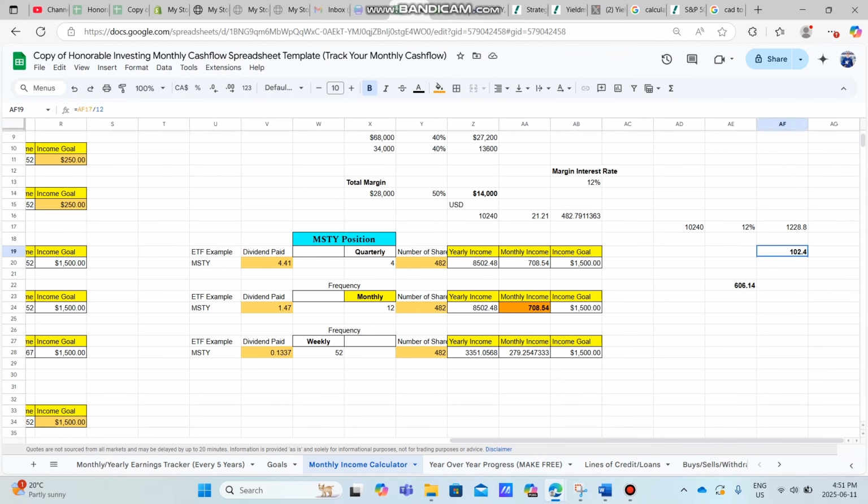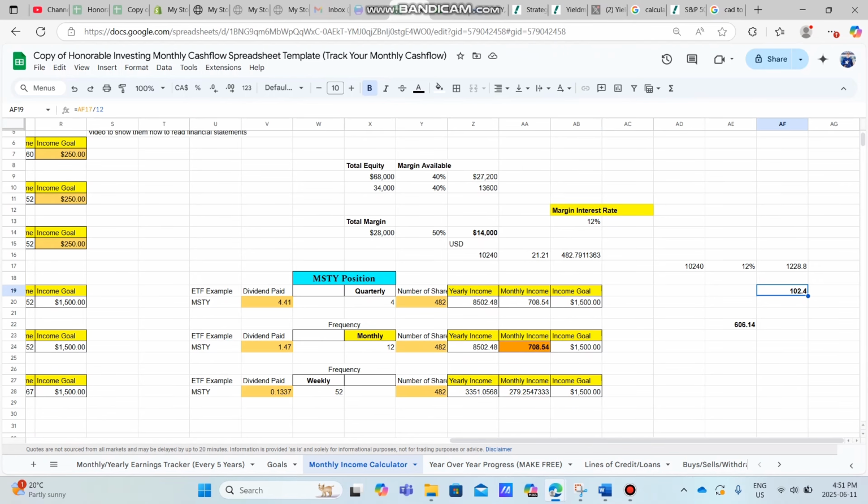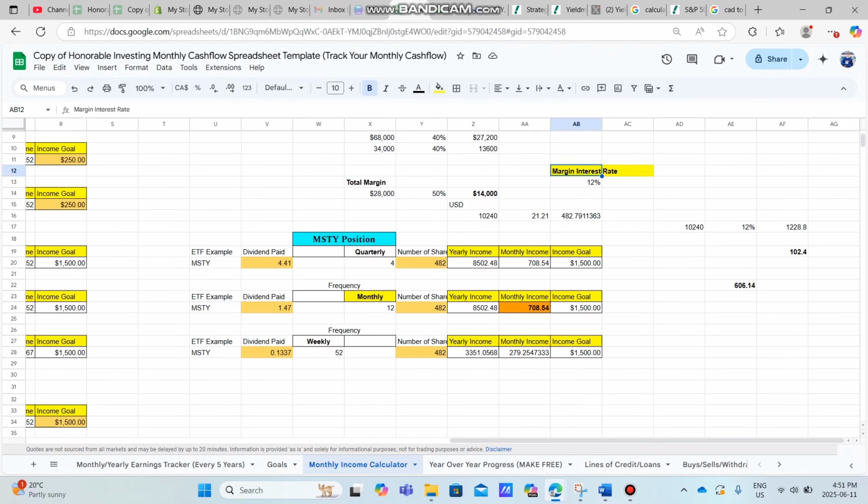But one thing that is awesome is this interest of $102 is deductible against your taxable income. So margin interest, for example, is the reason why I'm trying to use a lot of it, especially this year, to offset some of my income, because this $102 will work against my income and reduce my overall taxes. So there's a bunch of different strategies you can use with margin.